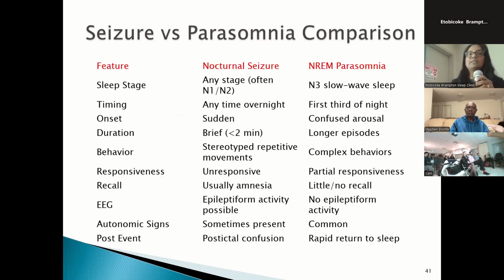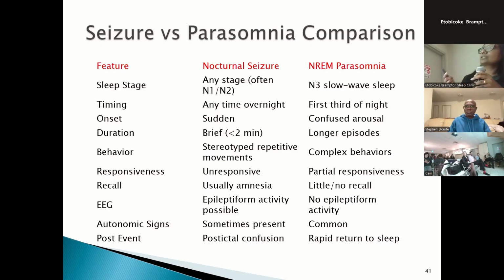Seizures versus parasomnia comparison. Sleep state: nocturnal seizures can happen in any stage, often N1, N2, but non-REM parasomnias arise from slow wave sleep. Timing: seizures anytime overnight, while non-REM parasomnias occur in the first third of the night. Onset is sudden in both. Duration: nocturnal seizures are a very brief period, less than 2 minutes, but non-REM parasomnias can have long episodes. Behaviors: in nocturnal seizures, this is important, you can see stereotyped repetitive movements, but in non-REM parasomnias, complex behaviors.